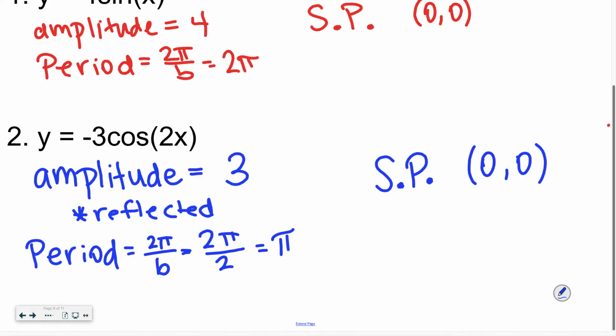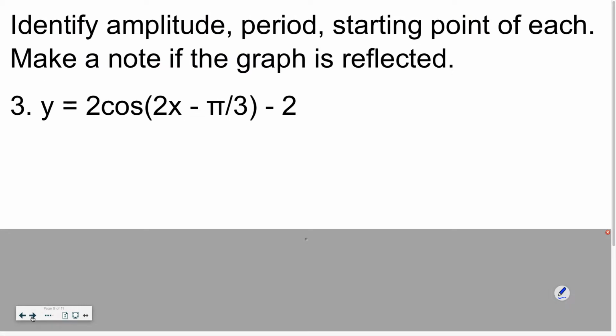My Algebra 3 kiddos, did you guys do the framing method? Where you like draw a rectangle and then draw it in? Okay. All right, let's step it up a notch. Write down number 3.